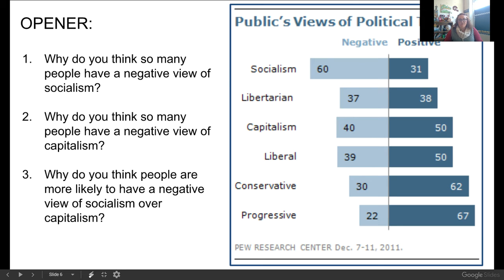All right, so let's take a look at this image for a second. We are going to discuss this in class. But I want you to look at the public views of the individual political theories. So you have positives and negatives. So for a majority of people, socialism is a negative. And then you have capitalism is also being a negative, but mostly positive. So as you go down the list, you can see that there are some questions. I'm going to talk about those questions when I see you in class.